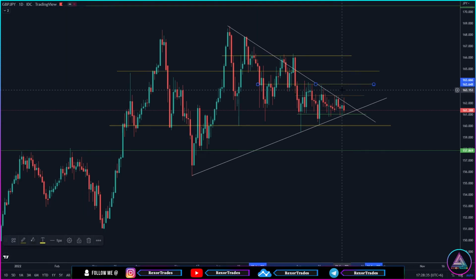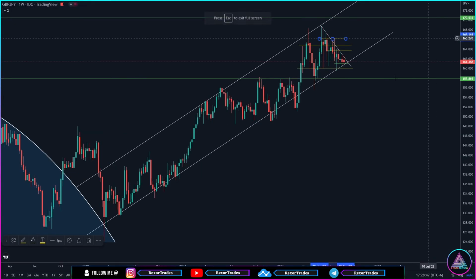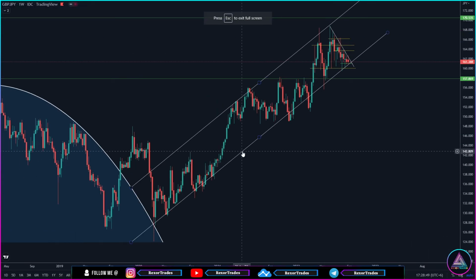And if it makes a break and close even above that key zone, then you can look for further trades on the long side, in hopes of GBPJPY continuing to push up to retest this key zone or this key zone in respect to the major uptrend channel that you saw on the higher time frame.